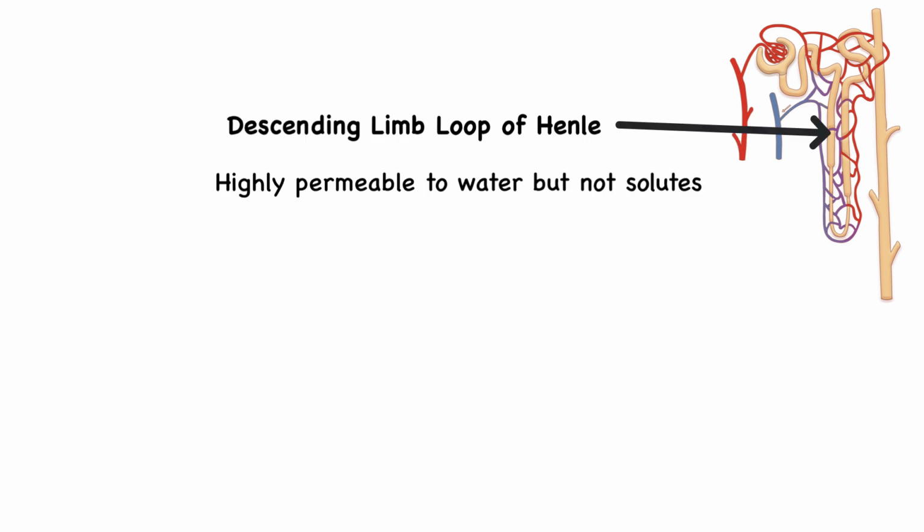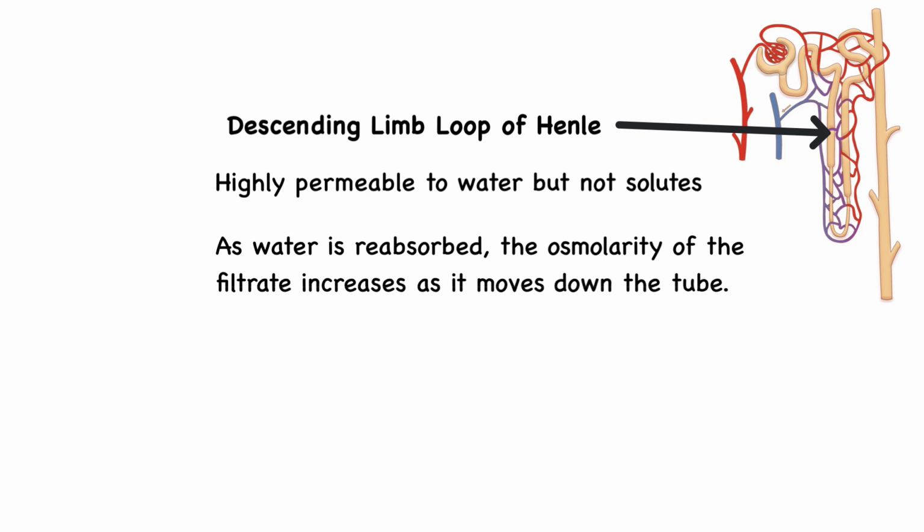The descending limb of the loop of Henle is highly permeable to water, but not solutes. As water exits, the filtrate becomes more concentrated, and since only water can be reabsorbed here, this increases the osmolarity of the fluid as it moves down the tube.